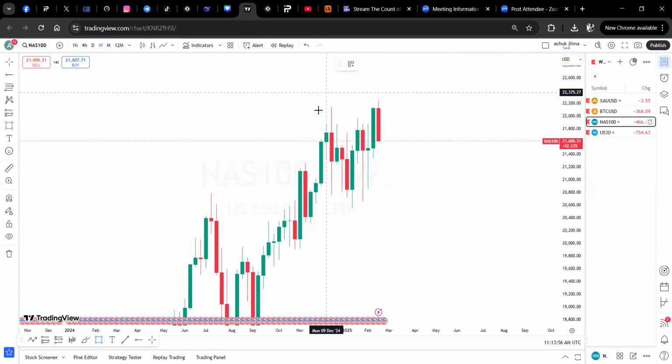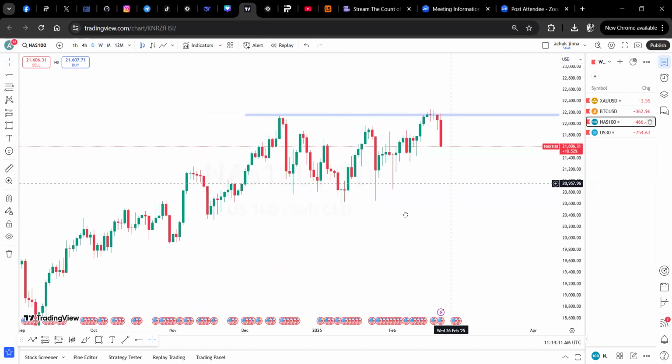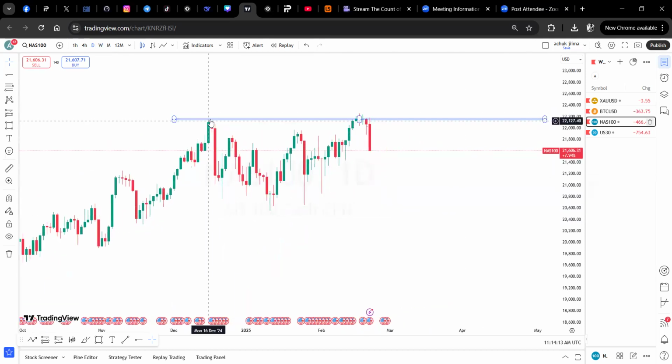This is the weekly time frame. If you look at this, this is our all-time high, and that is an area in which NAS 100 has been resisted, and it looks like there is a change in trend. For us to understand this more, we have to switch to a lower time frame. Let's say we come to the daily. On the daily, you can see clearly here, this was the all-time high.